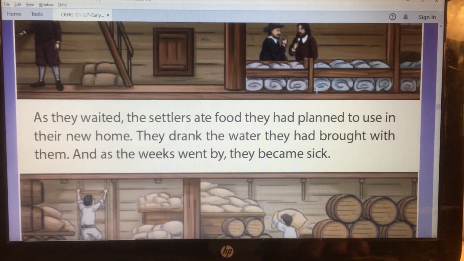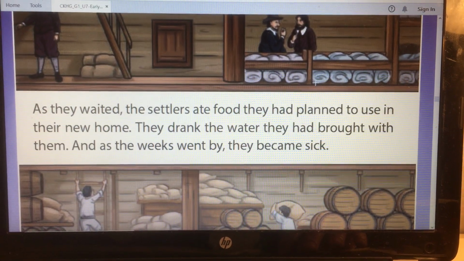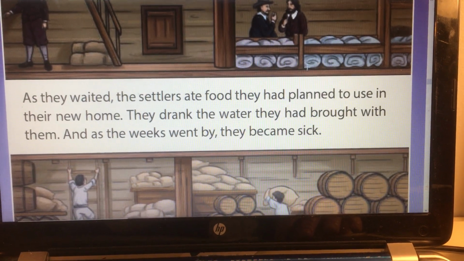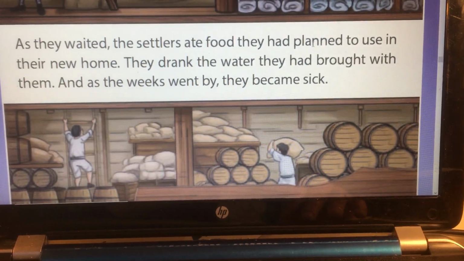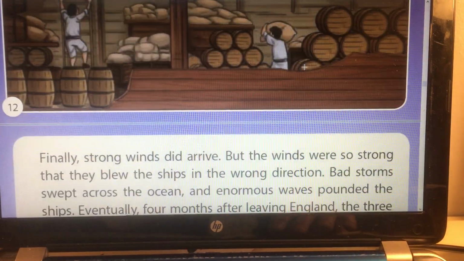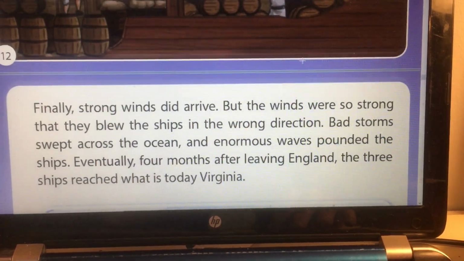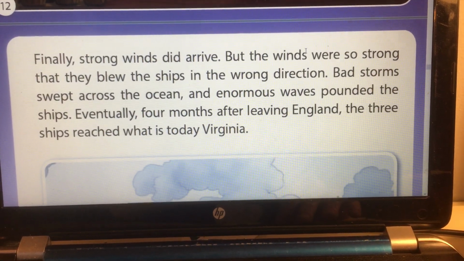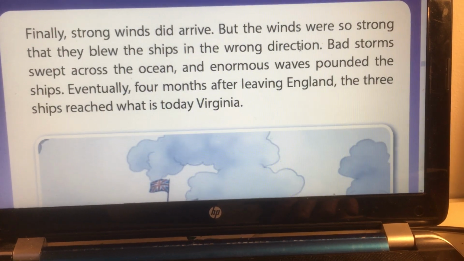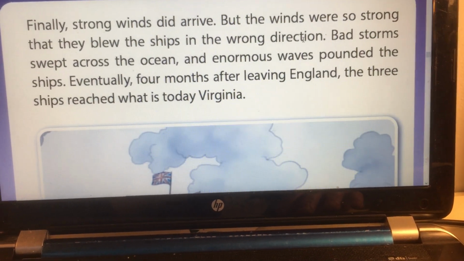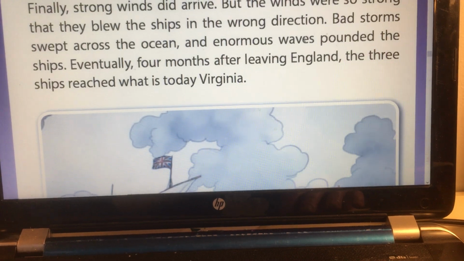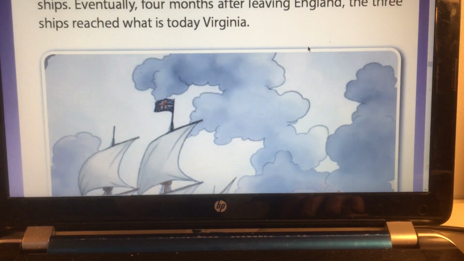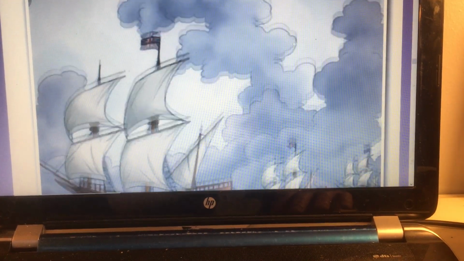As they waited, the settlers ate food that they had planned to use in their new home. That's not good. They drank the water they had brought with them. And as the weeks went by, they became sick. Finally, strong winds did arrive, but the winds were so strong that they blew the ships in the wrong direction. Bad storms swept across the ocean, and enormous waves pounded the ships. Eventually, 4 months after leaving England, or the United Kingdom, the 3 ships arrived in what is today Virginia.